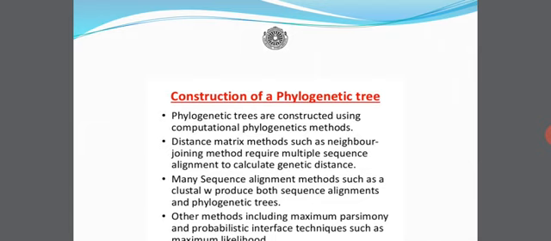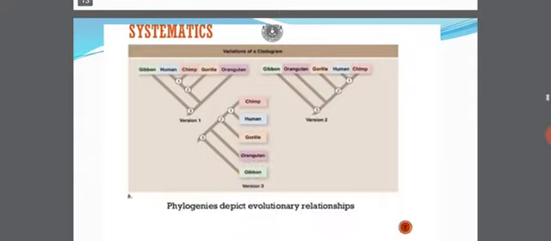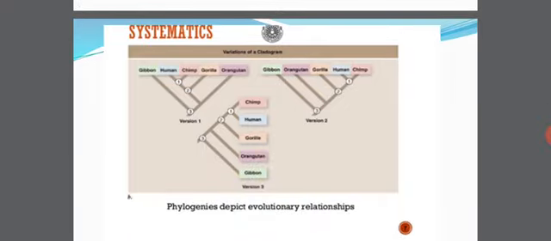Distance matrix methods such as the neighbor joining method require multiple sequence alignment to calculate genetic distance. Many sequence alignment methods such as Clustal W produce both sequence alignments and phylogenetic trees. Other methods include maximum parsimony and probabilistic inference techniques such as maximum likelihood. So here is the picture which clearly shows the phylogenies which can be depicted having evolutionary relationships.